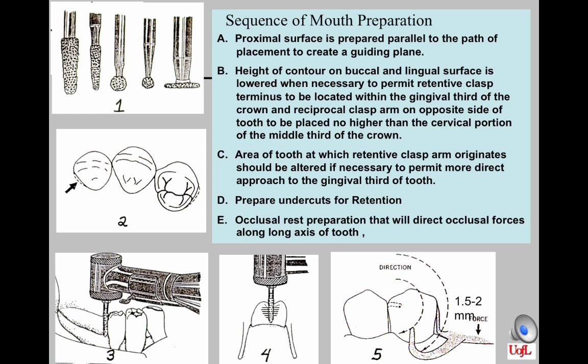The proximal surface tooth preparation is best done using a tapered diamond in a high-speed handpiece. Note that it follows the contour of the tooth. Look at figure 2 above. It is followed by polishing the tooth with a rubber point to make it smooth.